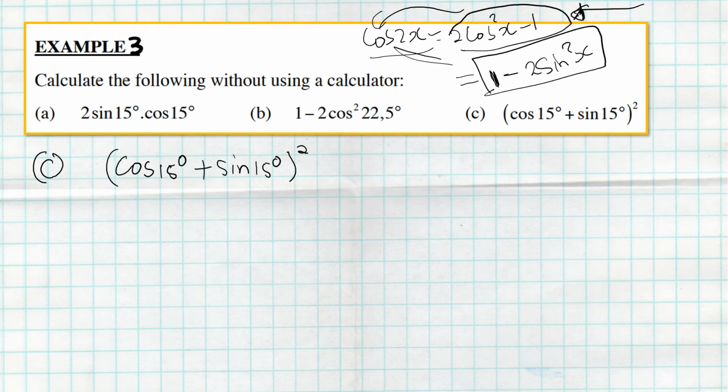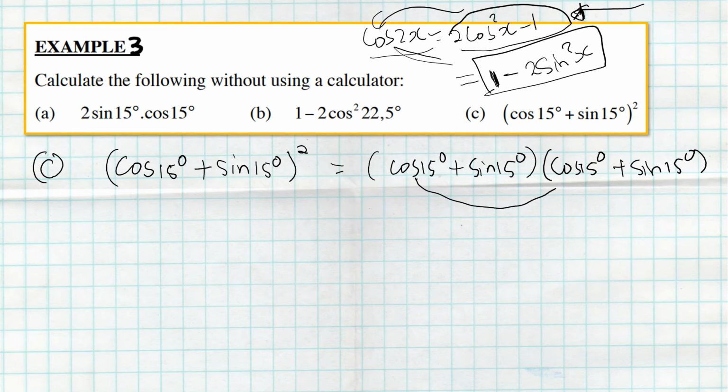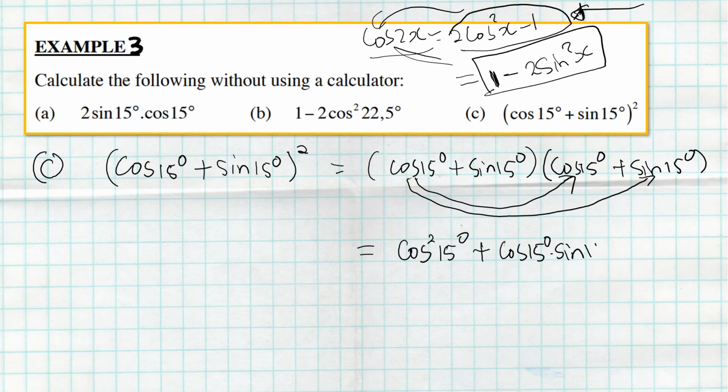Okay, C is quite interesting. You're given cos 15 degrees plus sine 15 degrees, all squared. We know this can be rewritten as cos 15 degrees plus sine 15 degrees multiplied by cos 15 degrees plus sine 15 degrees. When we expand, this one will multiply with this one to give us cos squared 15 degrees. This again multiplying with the second one there, it will be cos 15 degrees multiplied by sine 15 degrees.